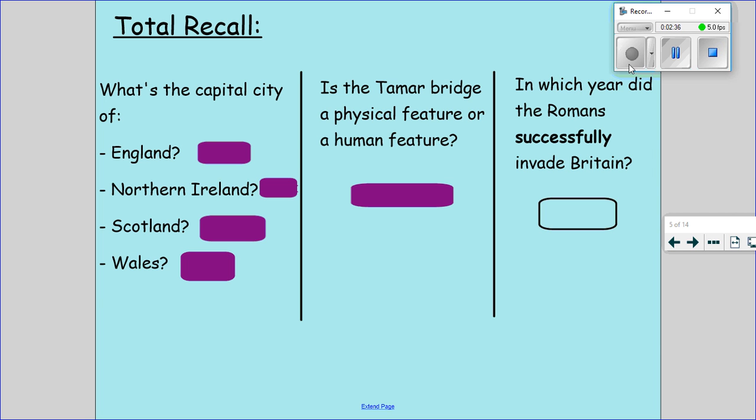Okay, and are we ready for the answers? So what's the capital city of England? Remember, you can tick these in purple pen if you got them right. If you didn't get them right, that's okay. Just correct it with your purple pen. So what's the capital city of England?